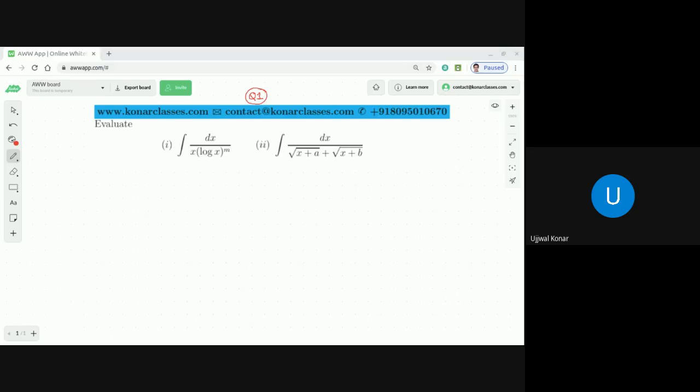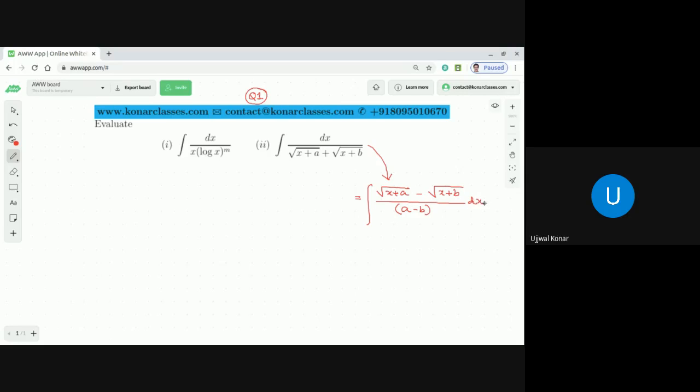Next question, how have we done it? Sir, I multiplied the numerator and denominator by root x plus a minus root x plus b. Yes, I basically rationalized it. Correct. Absolutely. In a single word, rationalization of the denominator. If you rationalize the denominator, you get the integration of square root of x plus a minus square root of x plus b, divided by a minus b. Correct or not? Yes, sir.